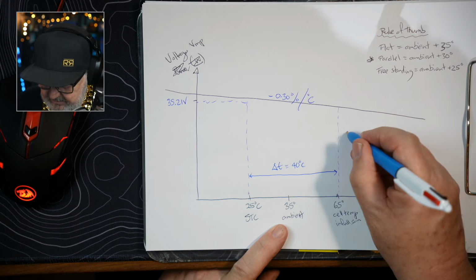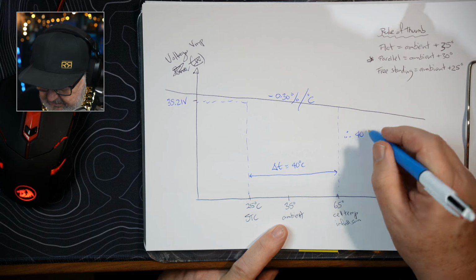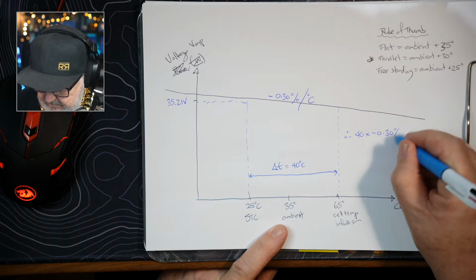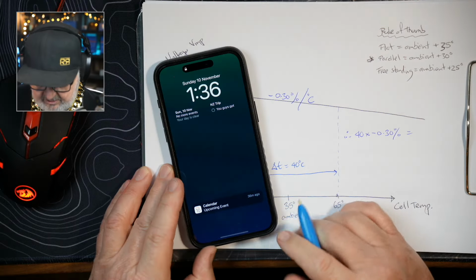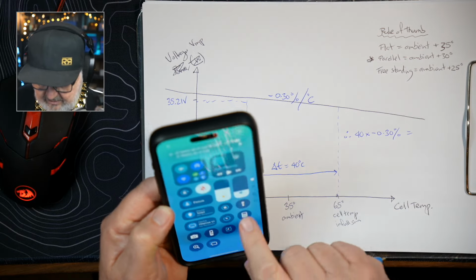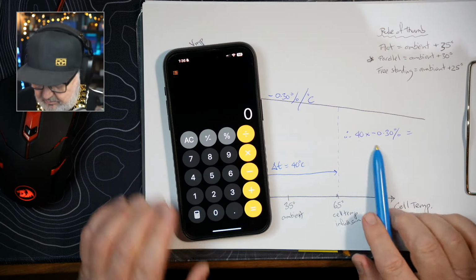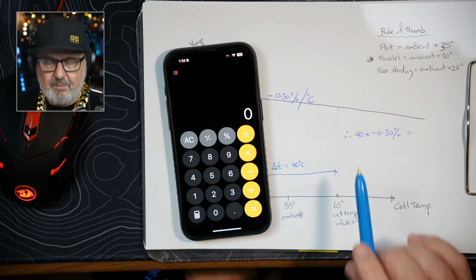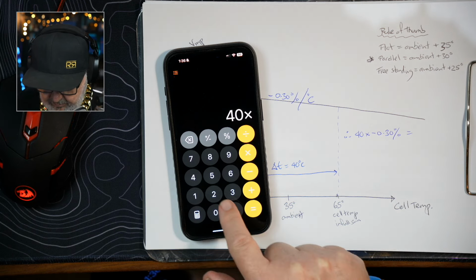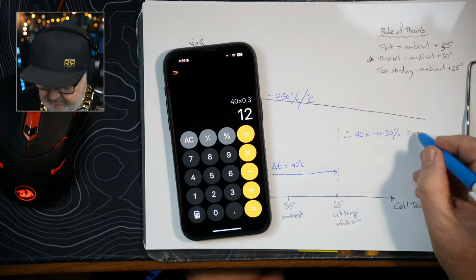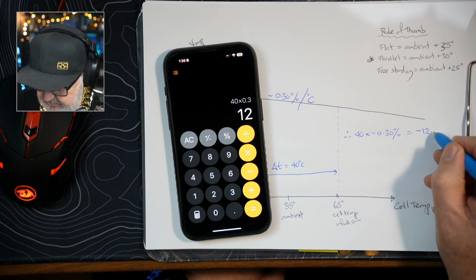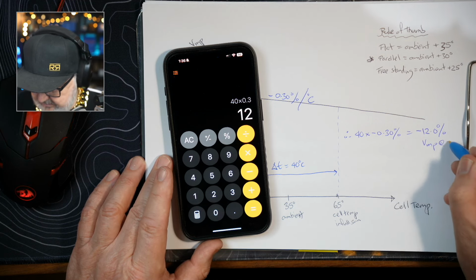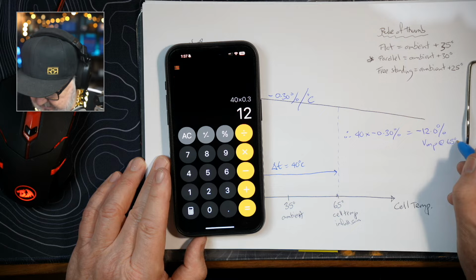So let's put those sums in. So therefore 40, a positive number, times minus 0.3%. In this case, like I said, some calculators aren't very good at negative numbers, so we can just remind ourselves that a positive number times a negative number will give a negative result. And I'm just going to enter these in as positives, so 40 times 0.3 equals, so it's minus 12%, exactly 12.0%, there we go, of voltage at VMP at 65 degrees Celsius.